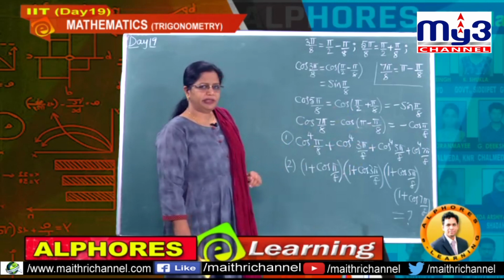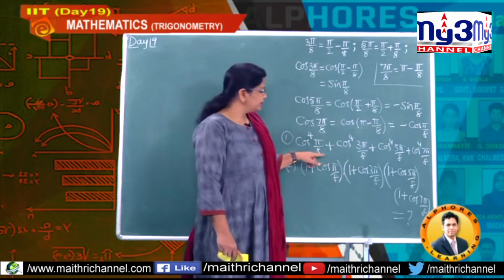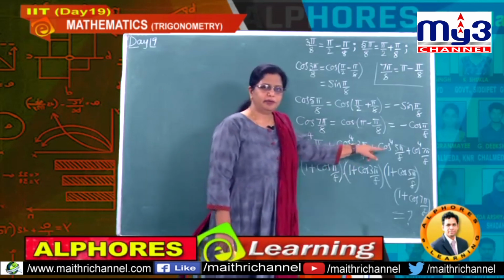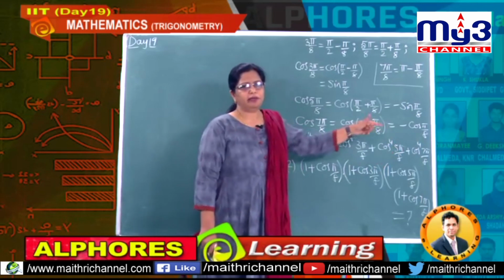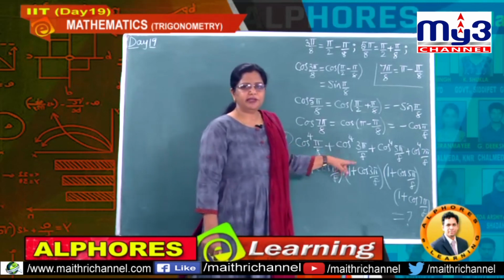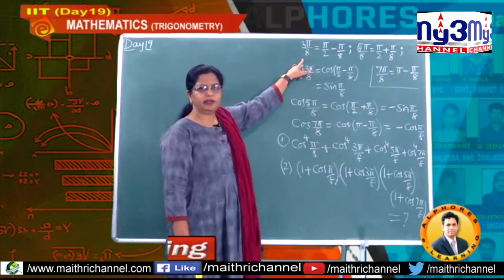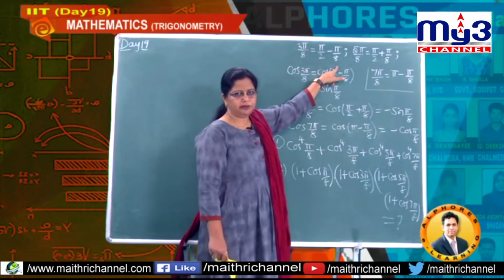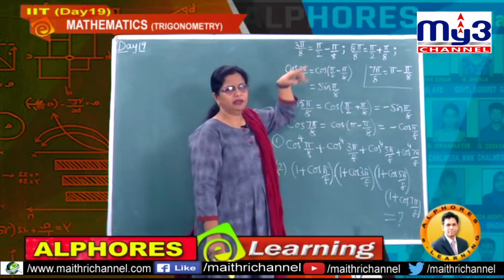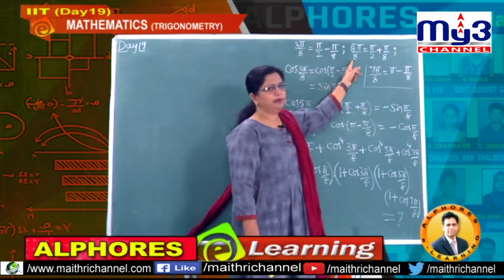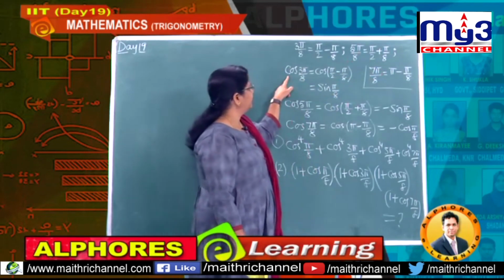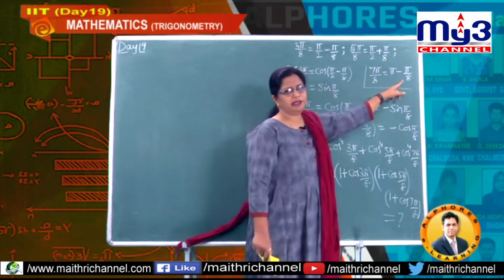So what are our observations from the previous session's problem, students? This is the angle pi by 8, and we want to reduce the angles 3 pi by 8, 5 pi by 8 and 7 pi by 8 also in terms of pi by 8. To that purpose, what we did yesterday: 3 pi by 8 can be written as pi by 2 minus pi by 8, okay? Taking 8 as LCM, 4 minus 1, that is 3 pi by 8. Next, 5 pi by 8 can be written as pi by 2 plus pi by 8, okay? And next, 7 pi by 8 is pi minus pi by 8.